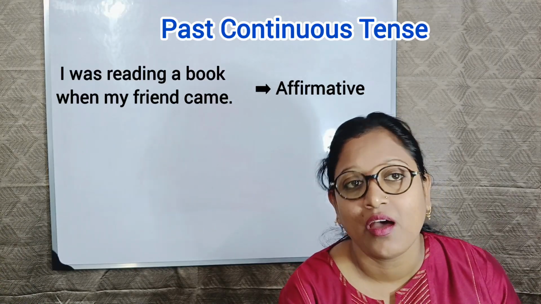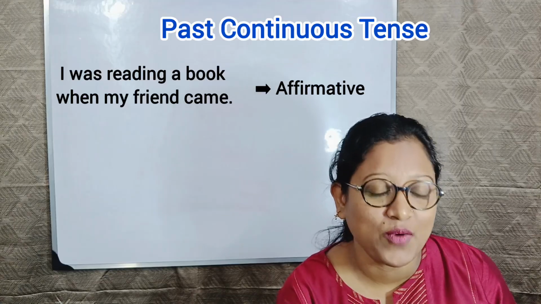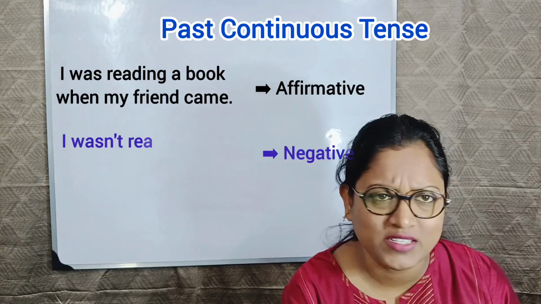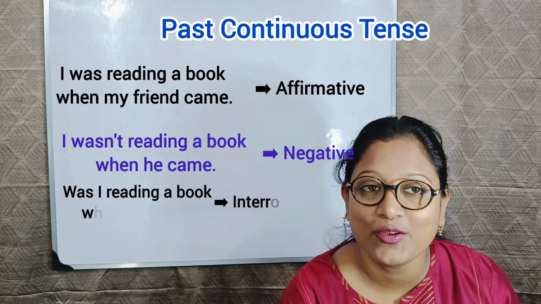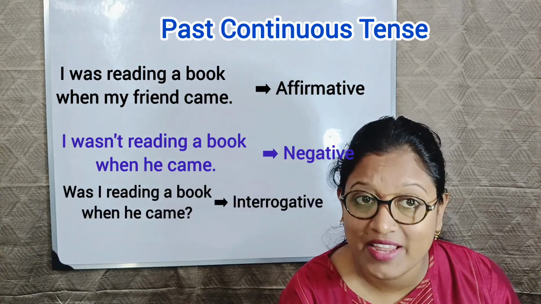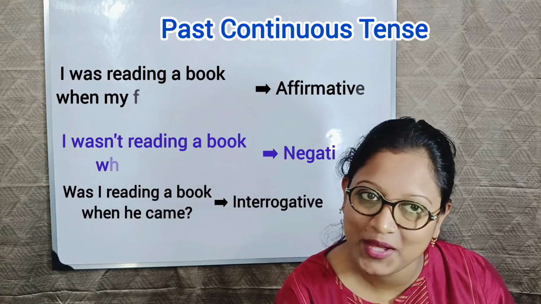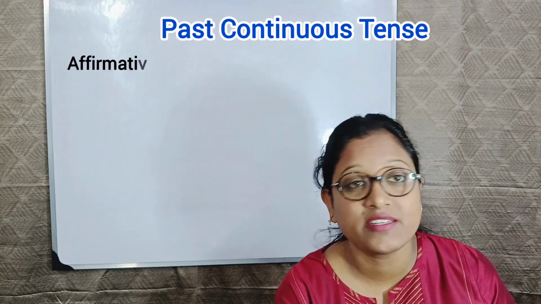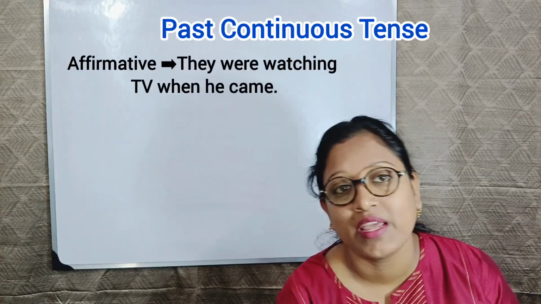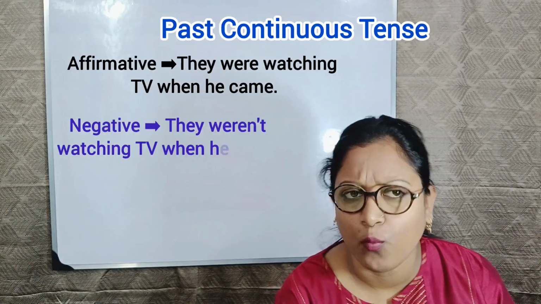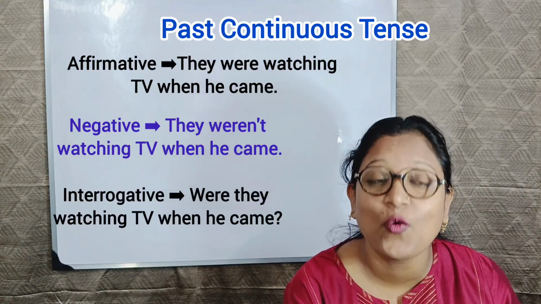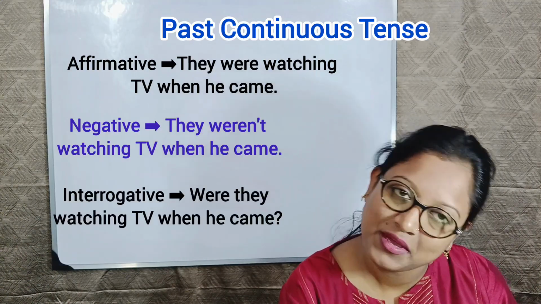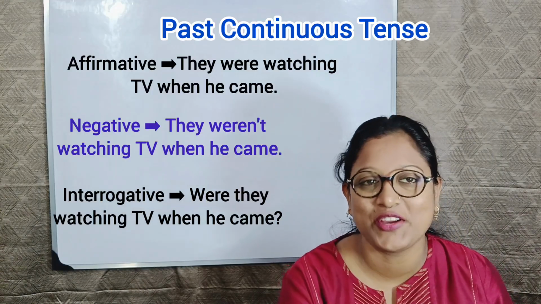Like, I was reading a book. I wasn't reading a book when he came. Okay, negative. Interrogative: was I reading a book when he came? Okay, they were watching TV when she called. They were not watching TV when she called. Negative. Interrogative: were they watching TV? Clear? And don't forget to put the interrogative mark.